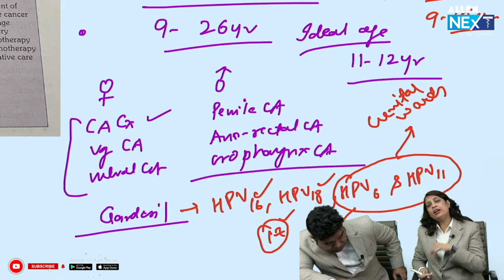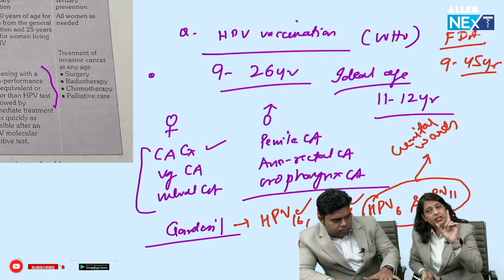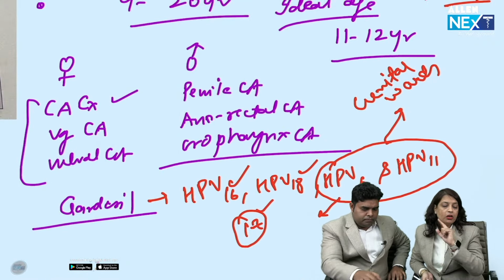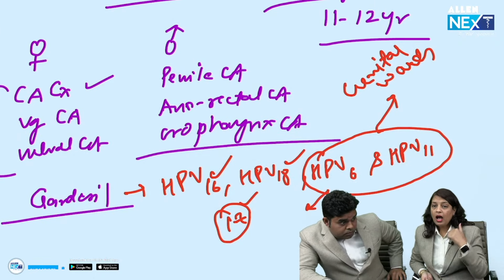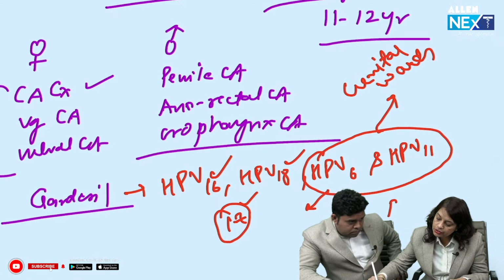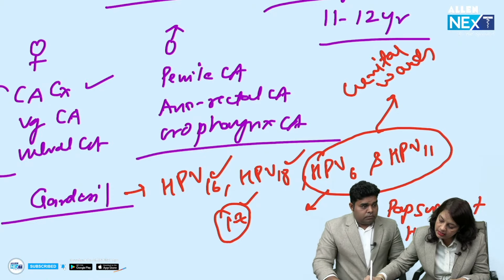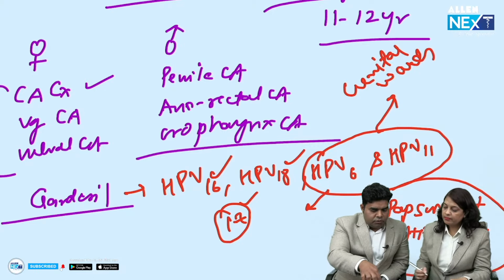Now, if there is a married female or a sexually active female and she comes and says she wants a vaccine, what should be your best answer for her? I would say she should go for a pap smear plus HPV DNA testing every 5 years. Okay?